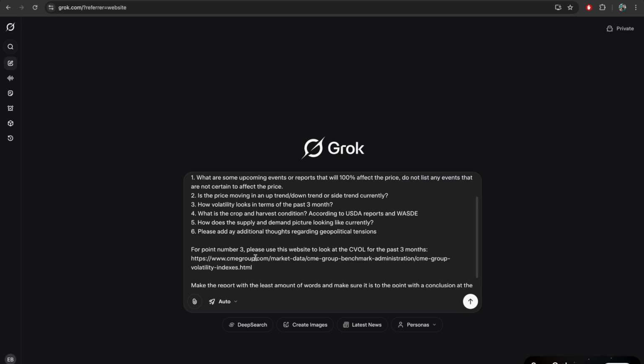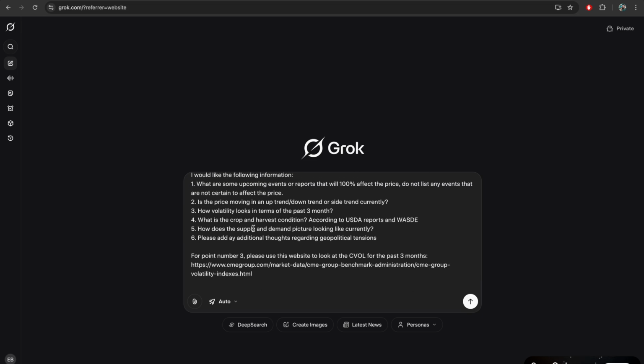in the description. Point number 4 is what is the crop and harvest condition, which is really important for agriculture or for the grains. And then according to the USDA reports and the WASDE, this is the World Agricultural Supply and Demand Estimates, and then USDA is the body itself that regulates it or that reports everything.